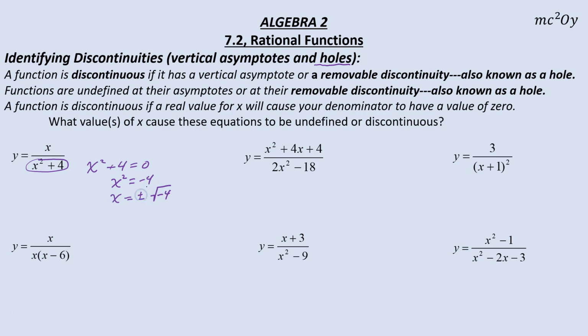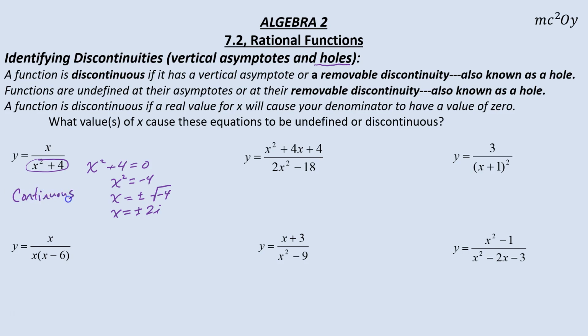All right. Well, now notice the square root of a negative. That's actually going to give us an imaginary number. Plus or minus 2i. Okay. There are not any real numbers that will make this discontinuous, and we're not dealing with imaginaries here. We're only dealing with the real number line. So this graph is actually continuous.